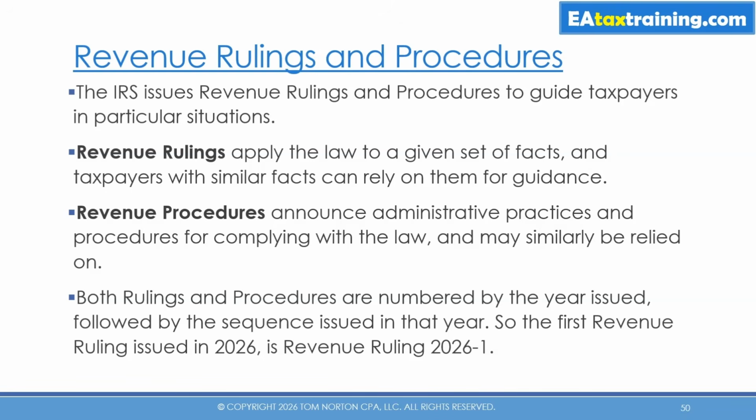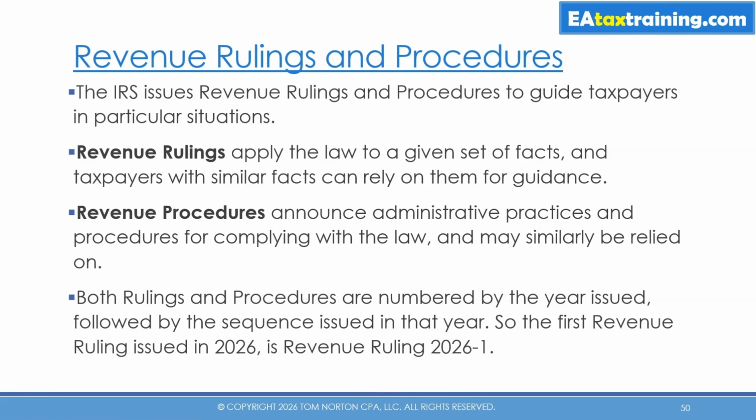So if it goes to court, you can make an argument that, hey, I know the revenue ruling says this, but that contradicts what the code and/or regulations say, so you, judge, should overturn this revenue ruling. You can do that. But still, as a practical matter, you can rely on what revenue rulings say, and you can apply that as if it were a regulation itself. Similarly, with revenue procedures, what revenue procedures do is they announce administrative practices and procedures for complying with the law, and they may be similarly relied on.